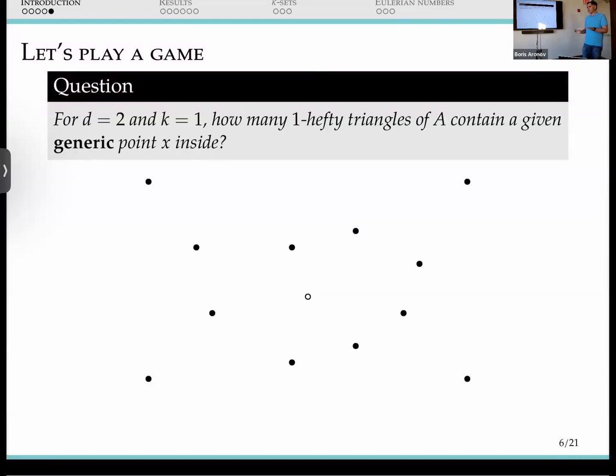So first of all, we know that all triangles that belong to Delaunay triangulation will not work, but that's a good start. So let's start from the only triangle of the Delaunay triangulation that contains this point. This is a 0-hefty triangle. Since we're interested in 1-hefty triangles, this will not work, but 0 and 1 are kind of close to each other, so maybe they are related. So let's try the following process. But it depends on the point set, right?